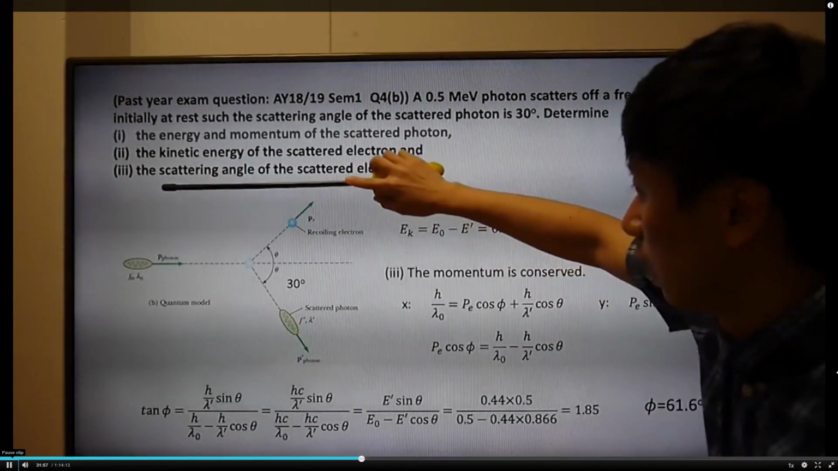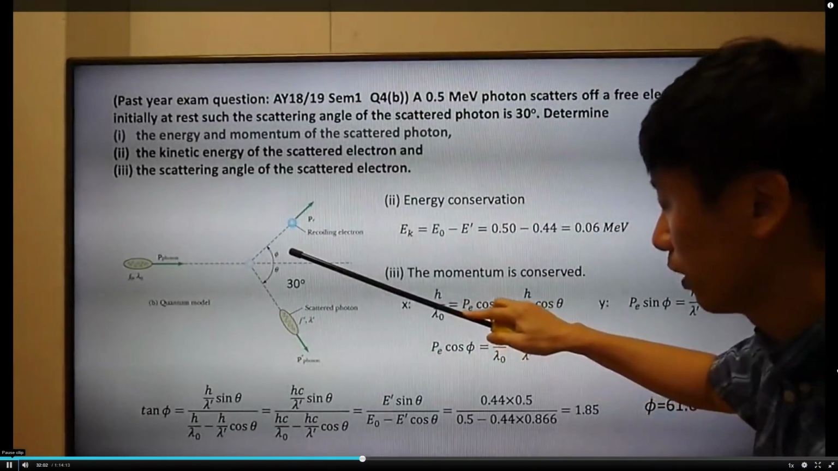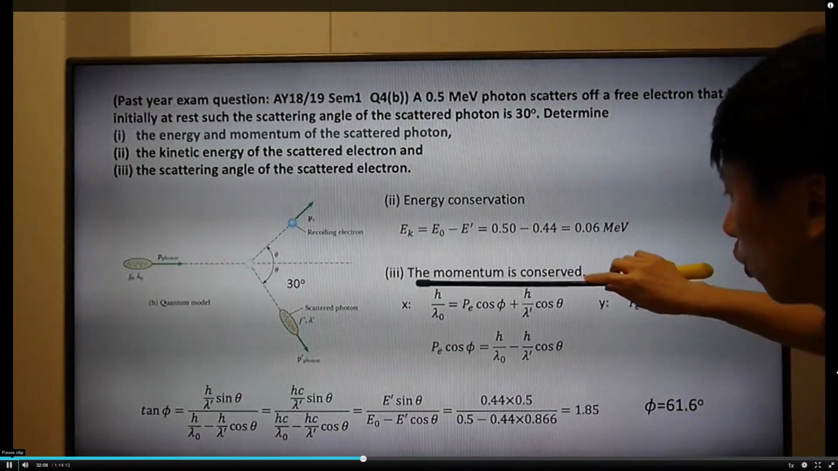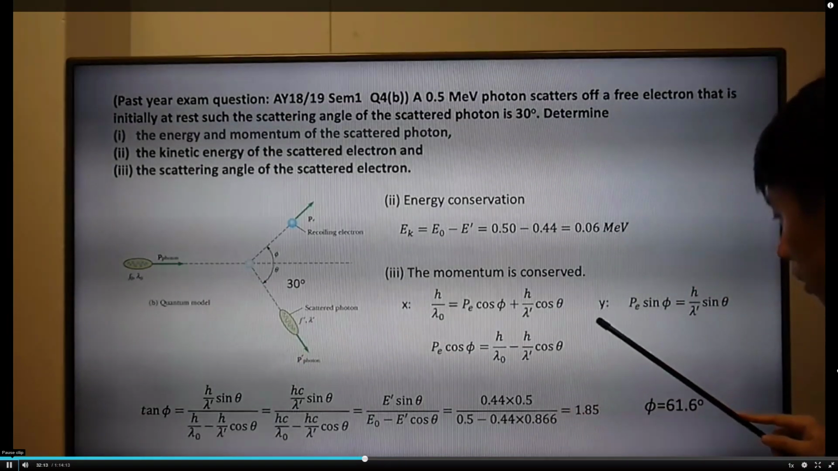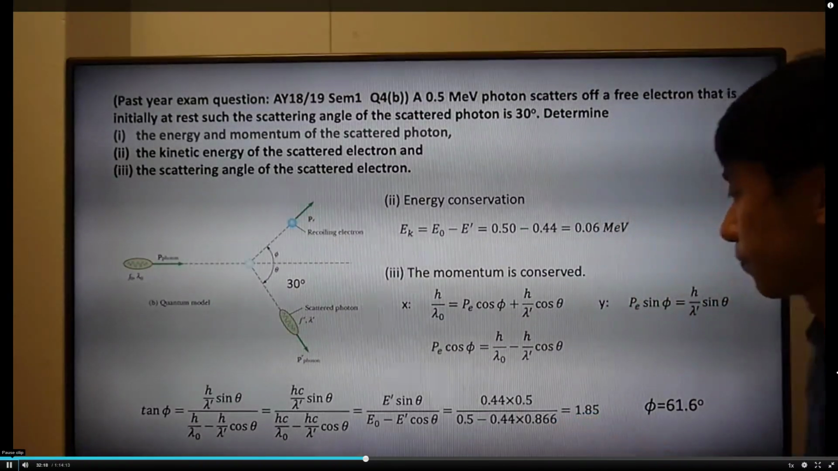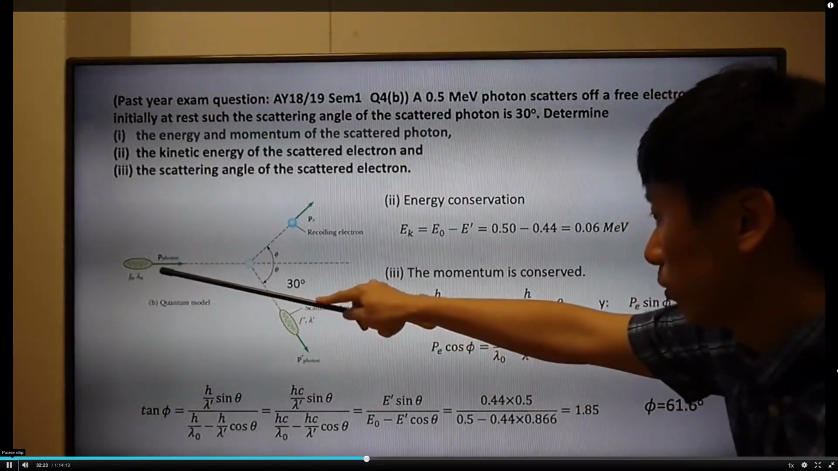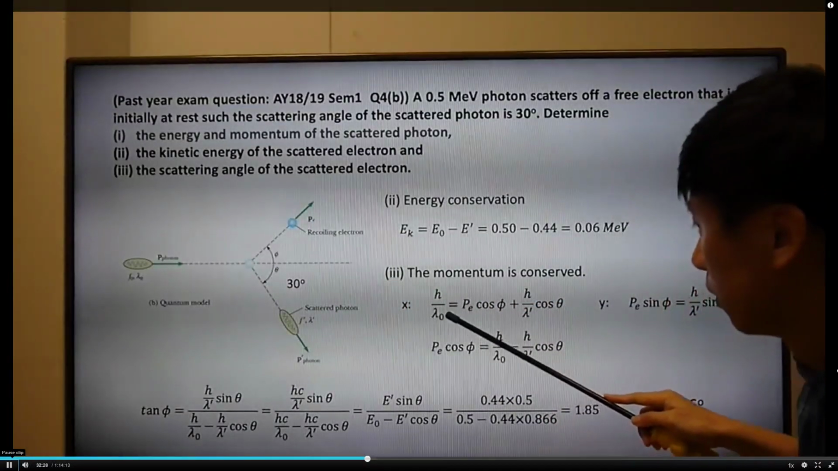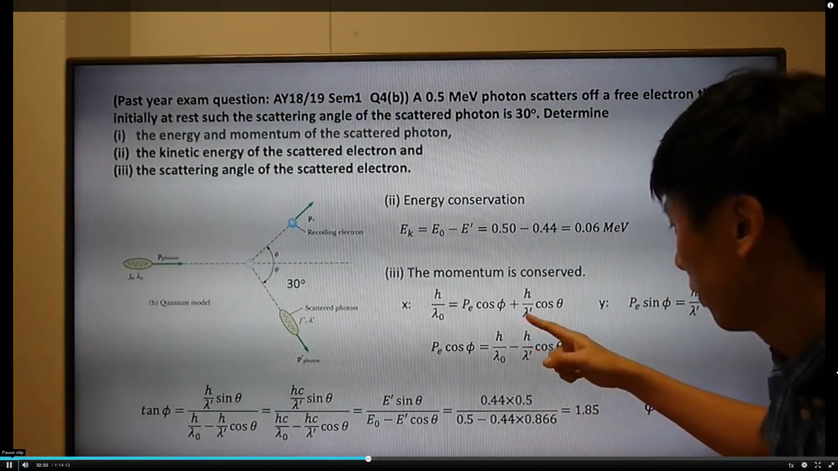And number 3, the scattering angle of the scattered electron. So we want to calculate B right here. Then we need to use the momentum conservation along the x-axis and y-axis. Let's consider the x-axis first. Along the x-axis, the momentum of the incident photon is h over lambda 0. Then this momentum has two components.